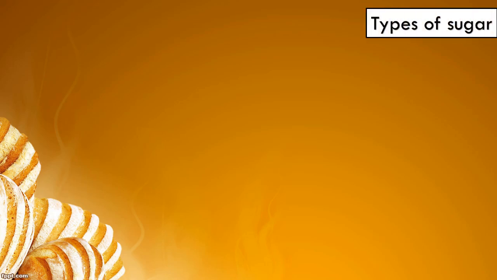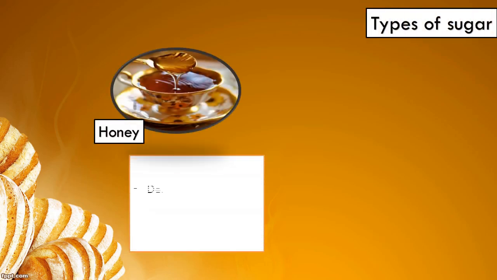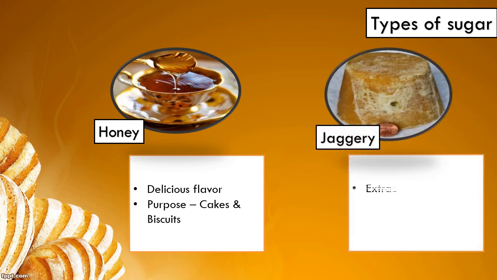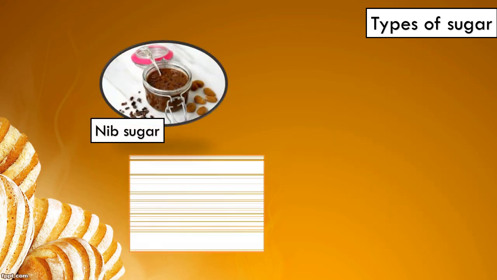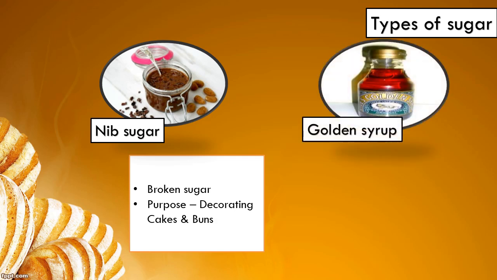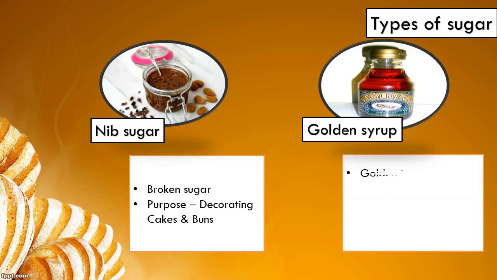Next is honey, which gives a delicious flavor to products like cakes and biscuits. Jaggery is an extract of the palm tree which is used as an alternative sweetener to brown sugar. Nib sugar is a known brown sugar used for decorating the top of cakes and buns. The last type of sugar is golden syrup, which is golden in color.